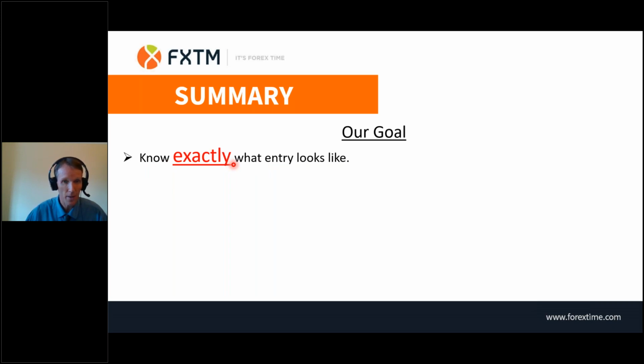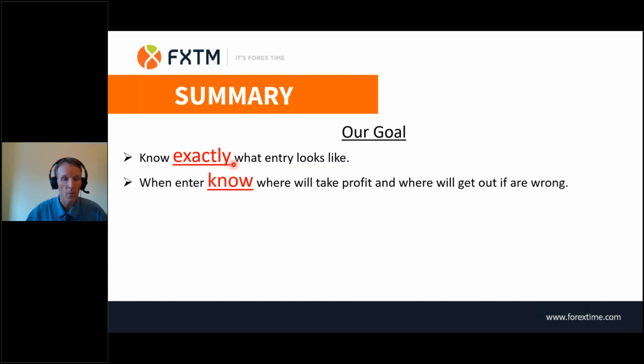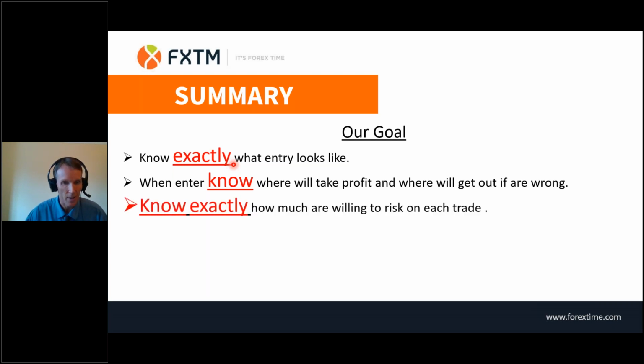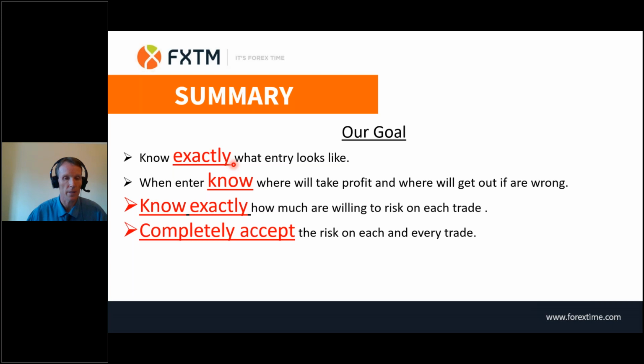Okay, our goal, we want to know exactly what an entry looks like. We don't want to guess. We don't want to wonder. We want to know, right? When we enter, we want to know where we're going to take profit. Simple, well-defined. And where we will get out. We will protect our account when we are wrong. Right. We want to know exactly how much we are willing to risk. Exactly. Not guess, not maybe, exactly. We work it out before the time. And we implement it every single time. Part of the mastery process.